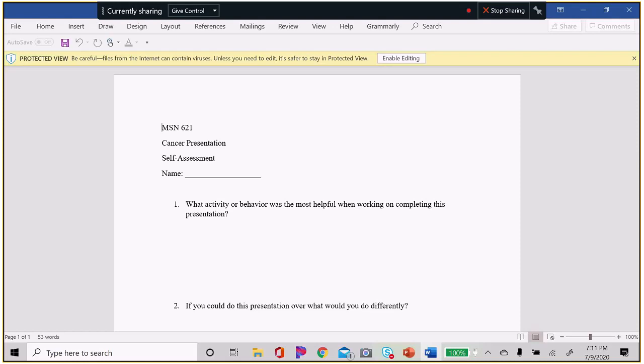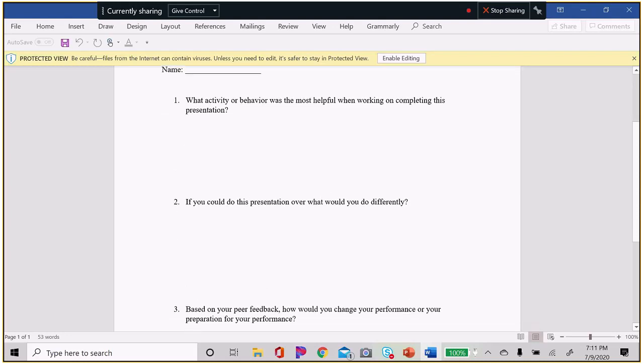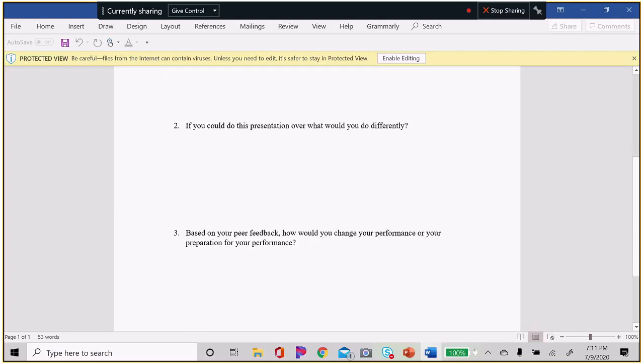So after your presentation, and after reviewing some of the feedback you've gotten from your peers, you will reflect about the presentation: what helped you most when you were working on it? If you could do it over again, what would you do differently? And based on feedback you received, is there something that you would do differently? Just kind of thinking about what you would do for other presentations.